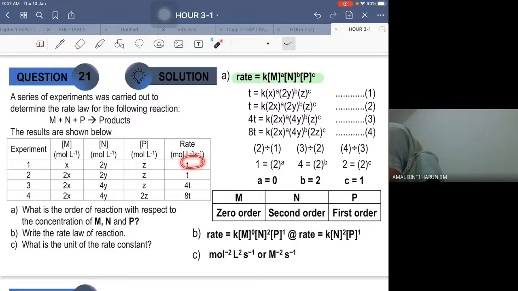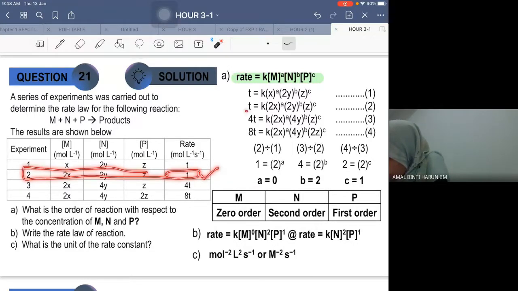Okay, ni rate dia T. So kita buat untuk eksperimen 1, substitute masuk. So T equal to K X power of A, order dia. Concentration N adalah 2Y, concentration Z adalah P adalah Z, power of C. Okay. Kemudian tengok eksperimen yang kedua, substitute the value into the new rate law. Ini. So dia dapat second equation.